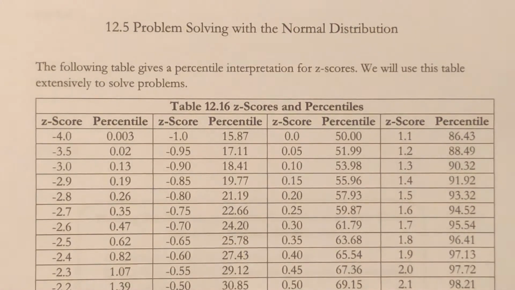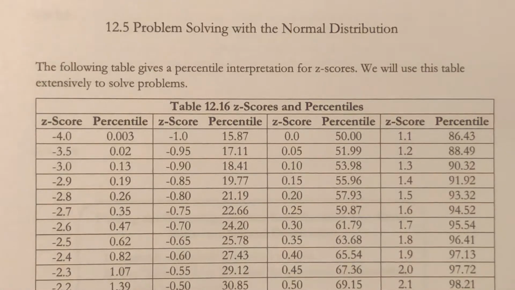This is section 12.5, problem solving with the normal distribution. The following chart gives us a relationship between percentiles and z-scores. Now, the ones we were dealing with in the last section were all nice, neat scores, and we could get information from the 68, 95, 99.7 rule, but we're not going to have quite that option here. So we have this chart that does a lot of the work for us.